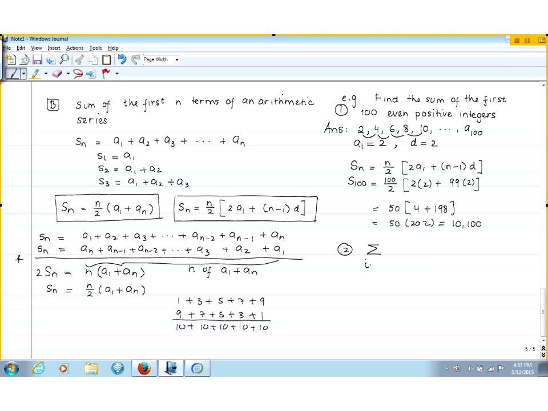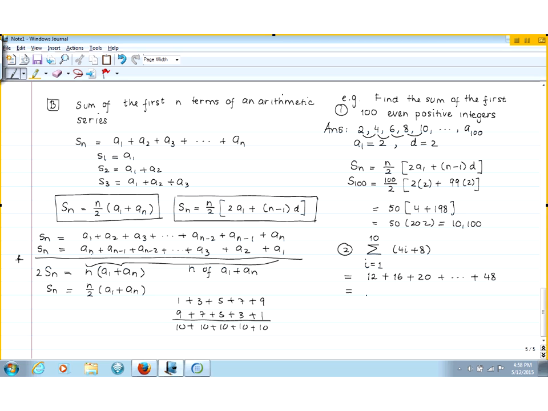Now, number 2. This is sigma notation, which is summation. i goes from 1 through 10 of 4i plus 8. So let's list a few terms, okay? So i goes from 1 to 10. When i is 1, it is 4 plus 8, it is 12. When i is 2, it is 8 plus 8, which is 16. And then 12 plus 8 is 20, and etc. And then the last one, when i is 10, you have 48. Okay?